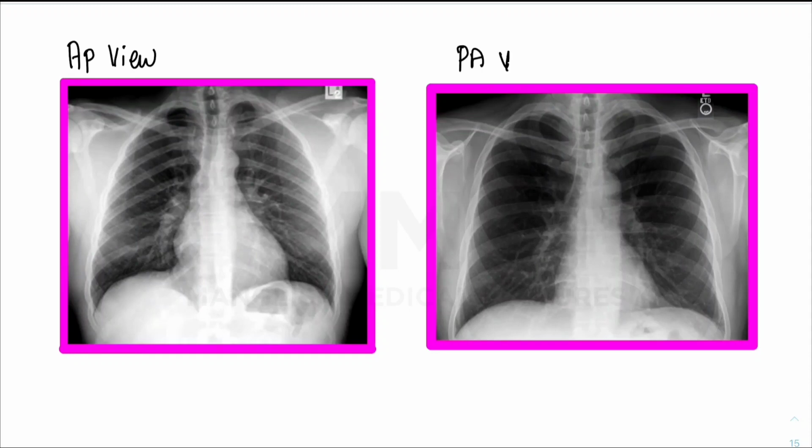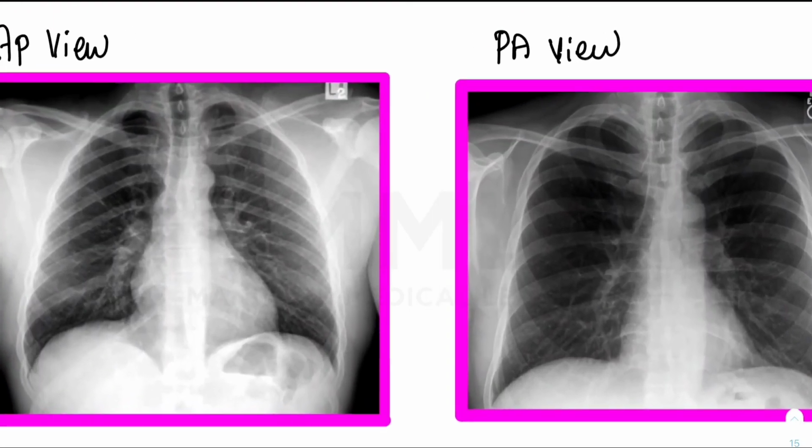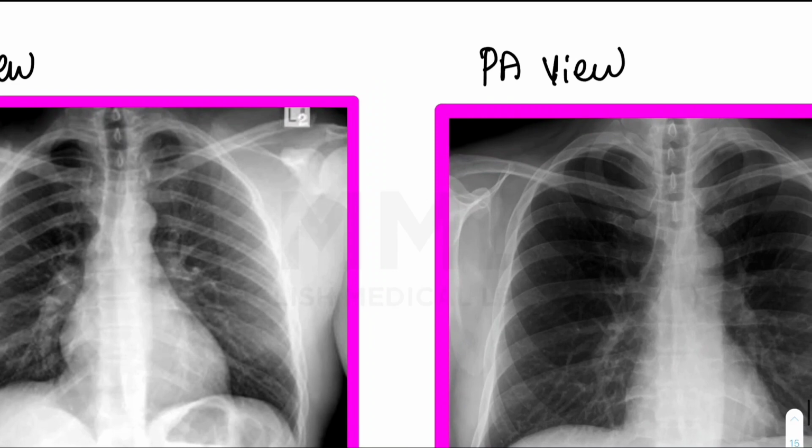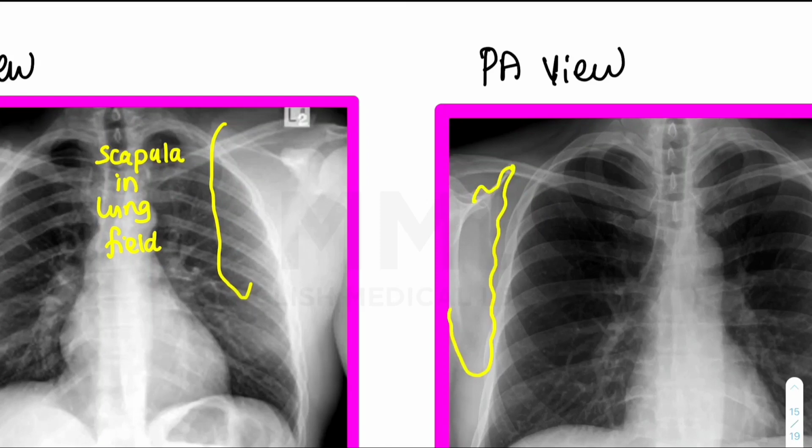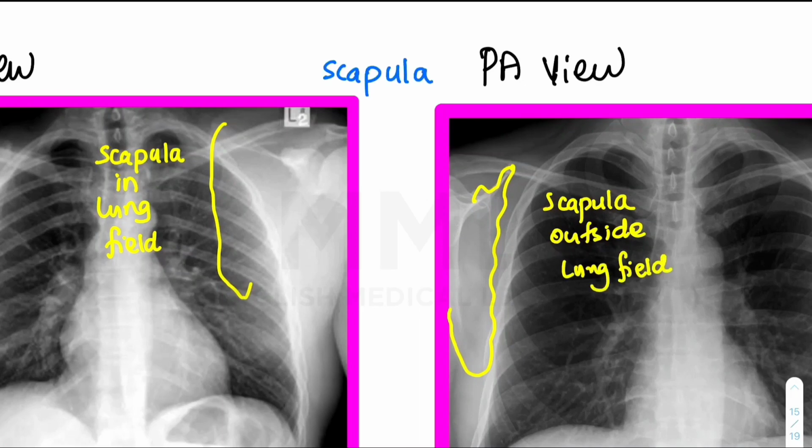There is no marked difference, subtle differences can be seen, and this is highly variable, okay, because it depends on how the X-ray has been taken and the technical stuff. So the thing to focus on here is the scapula. If you see on the AP view on the left side, the scapula is in the lung field, right? On the other hand, in the PA view on the right, you can see the scapula is out of the lung field. So the position of the scapula sometimes helps us to differentiate between AP and PA view.